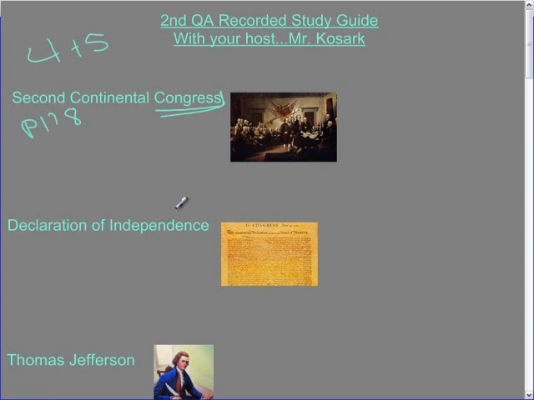Basically, what you need to understand is that things are getting pretty bad with Britain, and the American leaders decide that they need to sit down together and take action. So, out of this Continental Congress, they basically do two things. One is that they do create the Declaration of Independence, which is on 181.